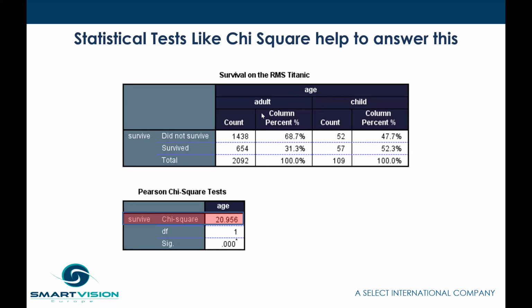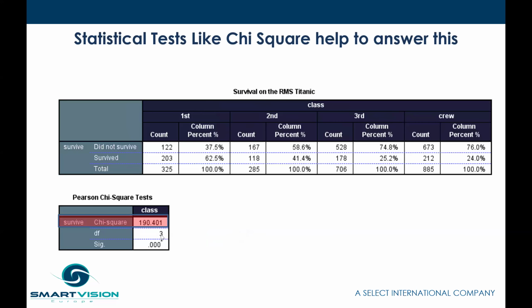What happens when you have more than a two category outcome here? This is a 2x2 crosstab. Survive, did not survive versus adult versus child. Well, Pearson chi-square has to adjust for that. The degrees of freedom refer to the number of cells in the crosstab. It's actually the number of rows minus 1 multiplied by the number of columns minus 1. Here we have 4 columns and 2 rows, so that's 1 multiplied by 3 degrees of freedom.